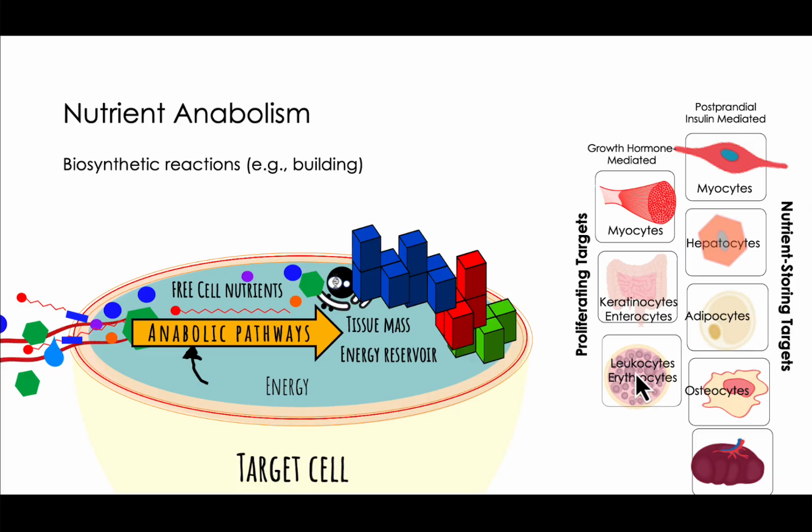Also, they don't need a lot of fats to do those nutrient turnover jobs. So a lot of them go to storing depots too, like the fat tissue. So long story short, the cells get the nutrients, they put them through these pathways where they build tissue mass and an energy reservoir.